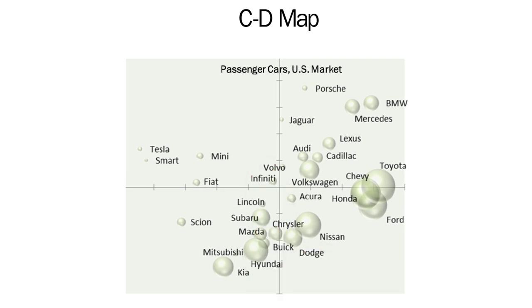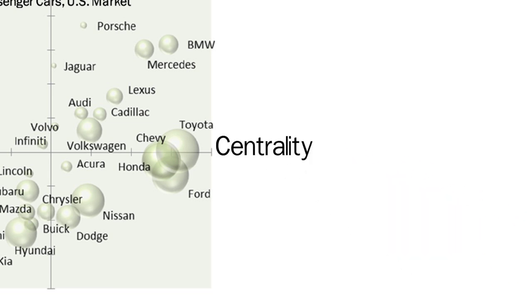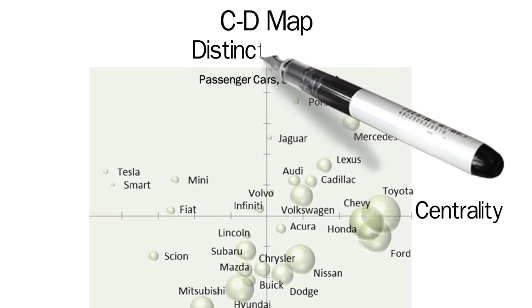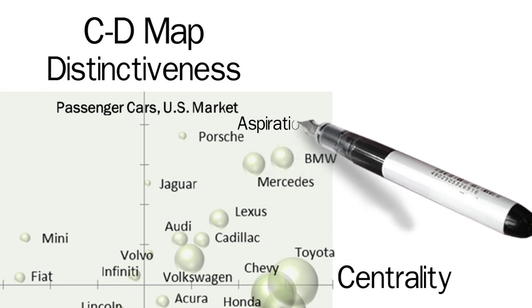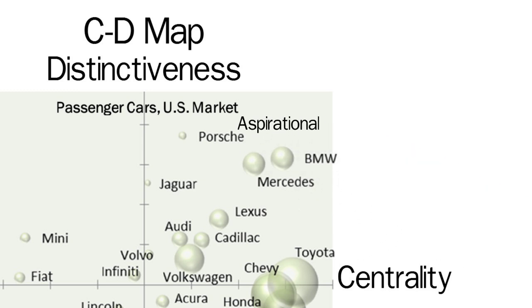Brands in the top right quadrants are both central and distinctive. We call these aspirational brands because they tend to be what both consumers and many marketers aspire to. In the passenger car market, brands such as BMW and Mercedes occupy this space. In the beer category, we find brands such as Heineken and Sam Adams in this space.